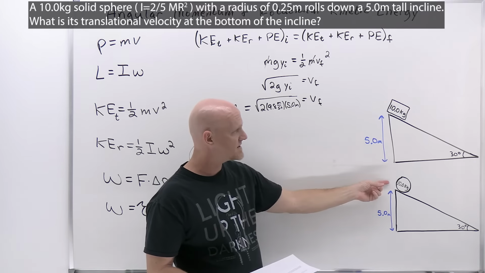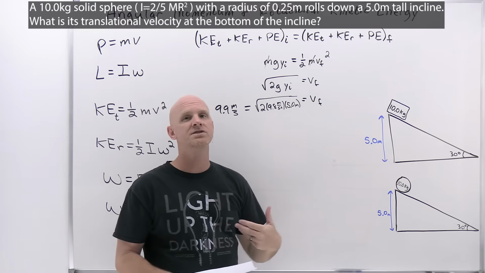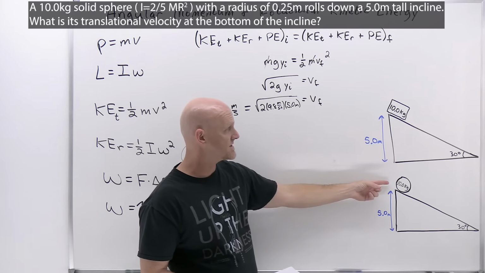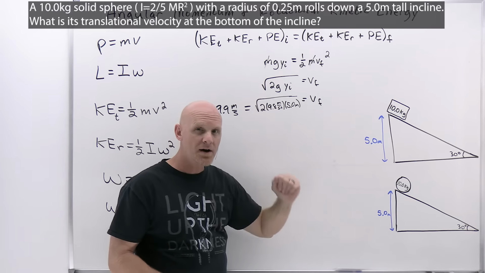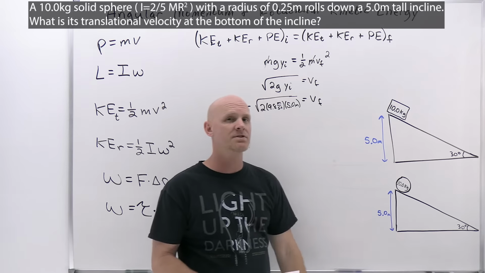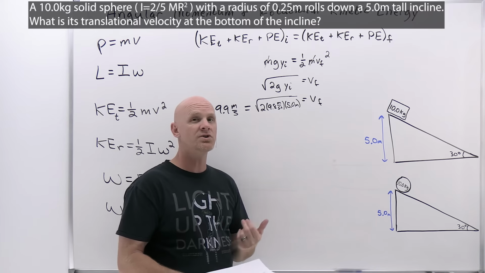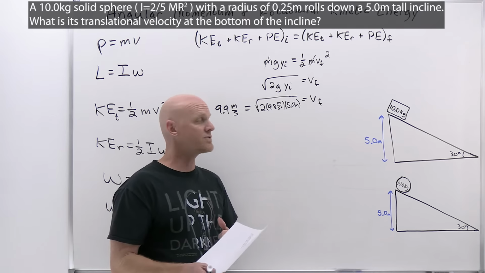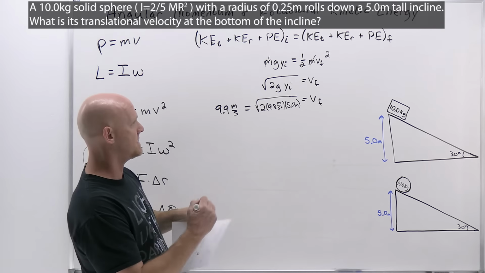It still has a mass of 10 kilograms, just like this one here. It still starts out with the same amount of potential energy as the sphere as it did with the block, but because that potential energy is now turned into two different types of kinetic energy at the bottom of the incline, the translational kinetic energy is not going to be as high, and that translational velocity, again, not as high. All right, so let's see how this works.